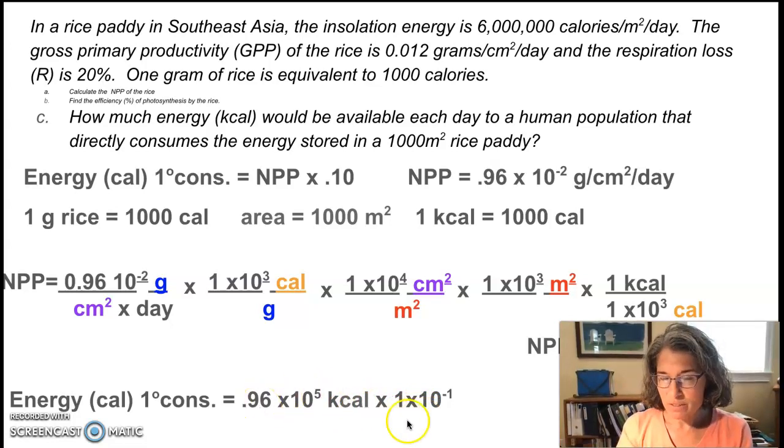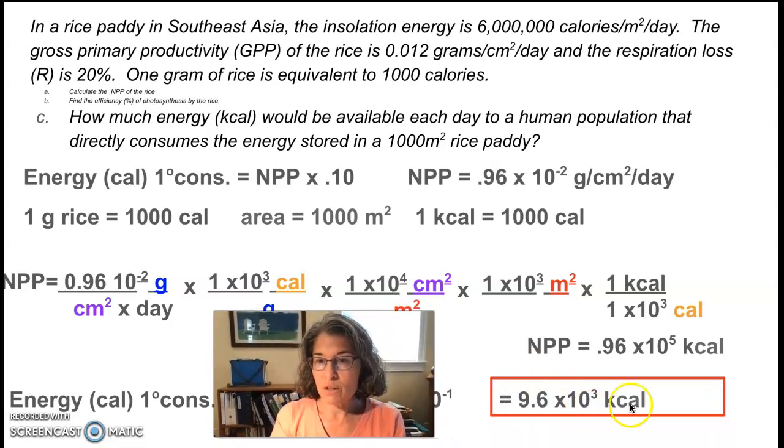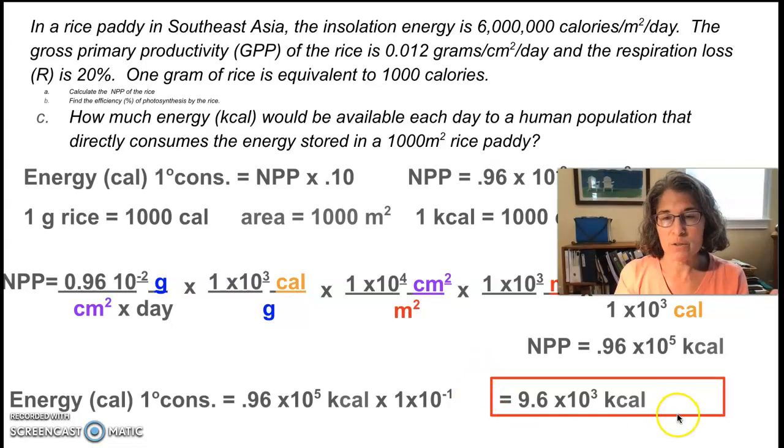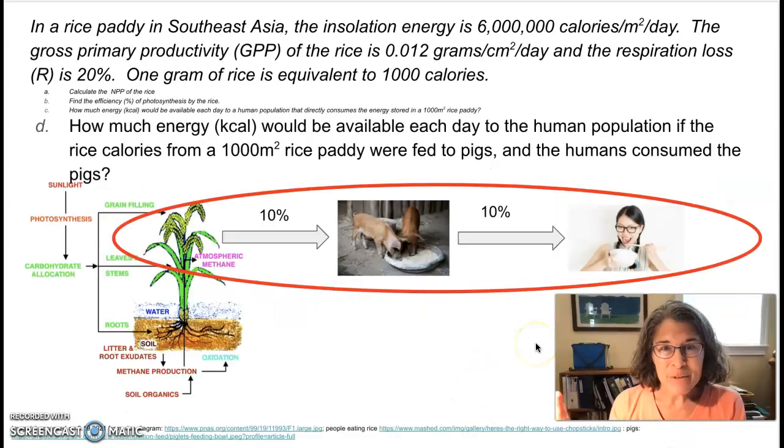Again, easy job here if it's in scientific notation. 0.96 times 10 to the 5th times 1 times 10 to the negative 1 is going to be 0.96 times 10 to the 4th, or in appropriate scientific notation, 9.6 times 10 to the 3rd kilocalories. So this is the number of kilocalories that would be available to that human population. All right, and now we're ready for part D.